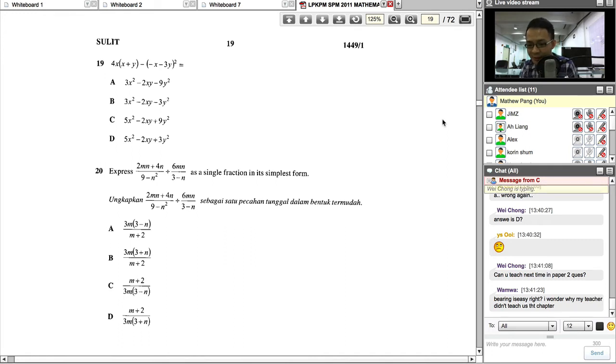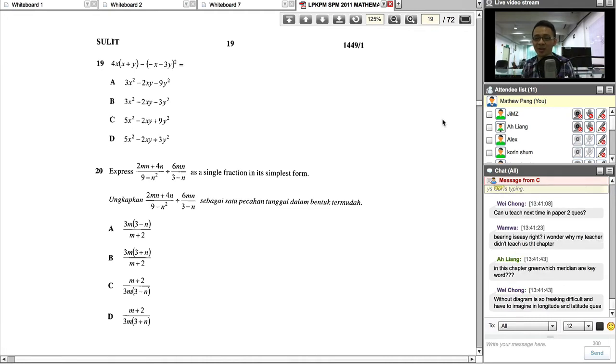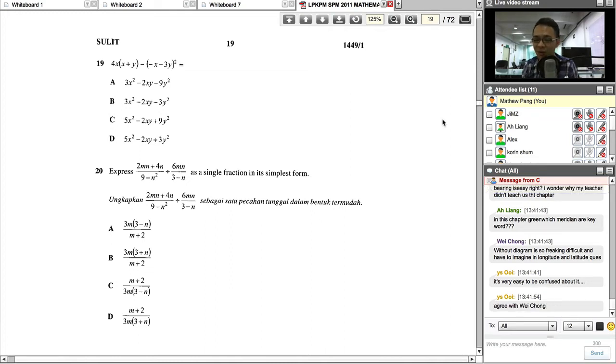Bearing is included, right? I wonder why my teacher didn't teach us that chapter. Yeah, but bearing for me is quite easy. But if bearing happens in 3 dimensions, it will be somehow not that easy. Without a diagram, it's so difficult, and you have to imagine. Yes, if you are not so familiar with the Earth chapter, you always need to learn how to draw out the diagram by yourself.